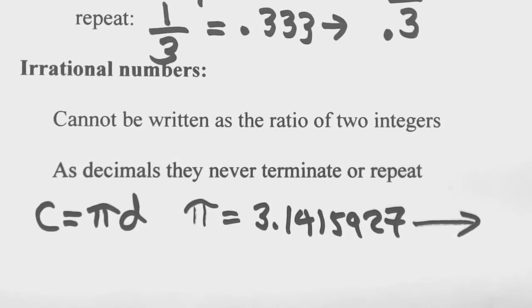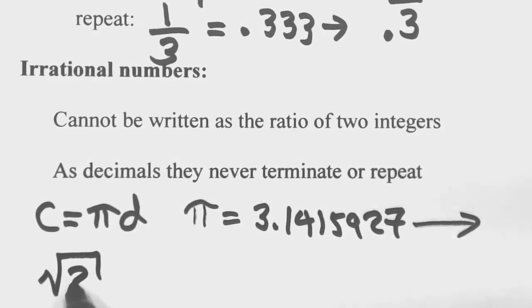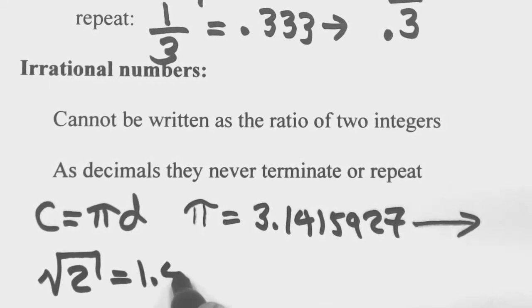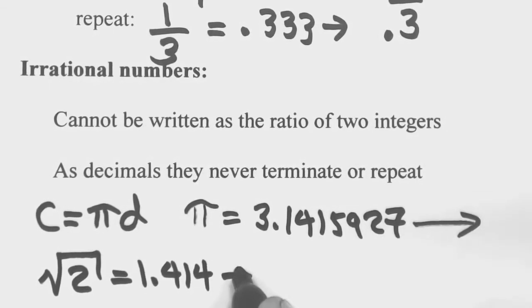What are other examples? Well, most square roots. For instance, the square root of 2 equals 1.414, and it goes on forever. Now, there are some square roots which have nice answers. For instance, the square root of 9 equals 3. That's a nice rational number.